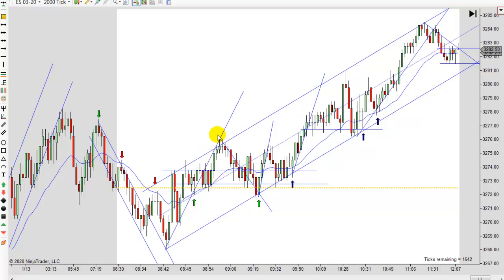Then, of course, we did break out. It turns out to be a failure. There is a failed second entry long here, but I wouldn't take this short. You may take this one simply because you still have room to get out before you come back down here. So that's a possibility. I'll mark that one green.